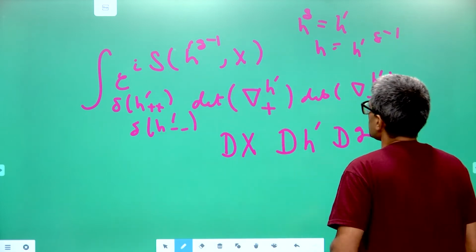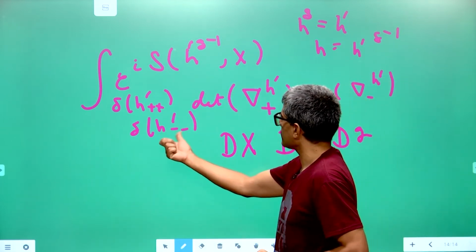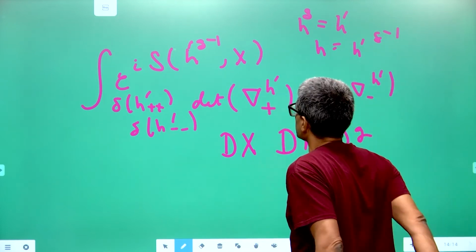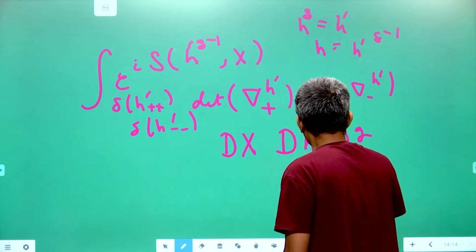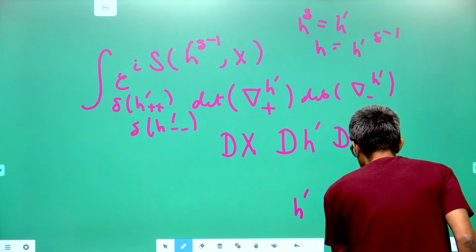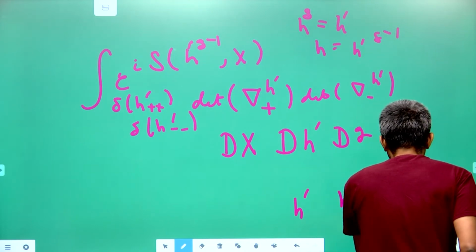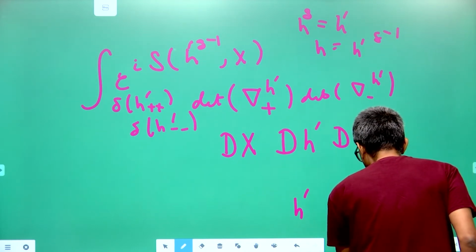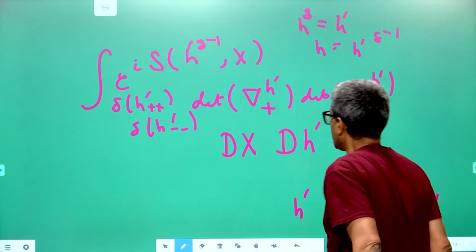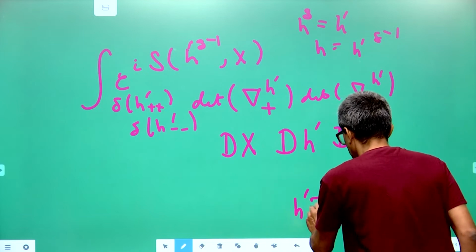h plus plus dash is h plus plus transformed by g, h minus minus dash is h minus minus transformed by g. So if I now integrate this over h dash, what do I get? How is h dash specified? h dash is specified by specifying h plus plus dash, h minus minus dash and phi, which is the conformal factor. h dash is specified by specifying this.